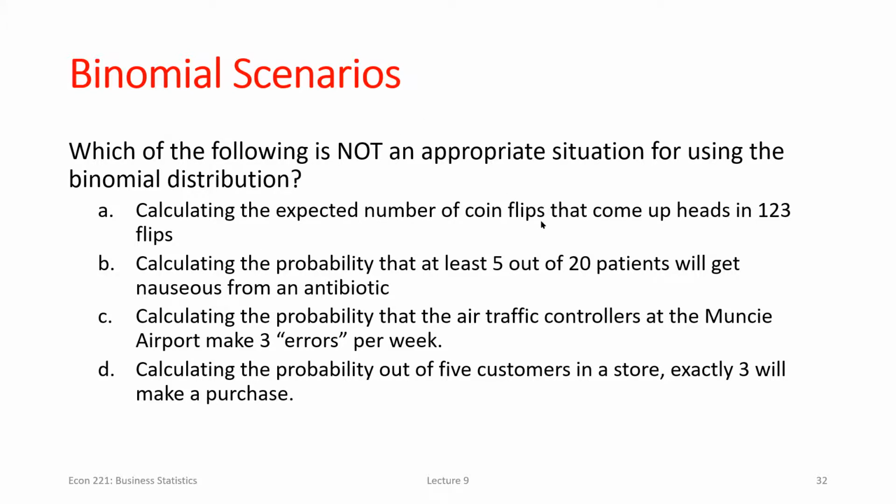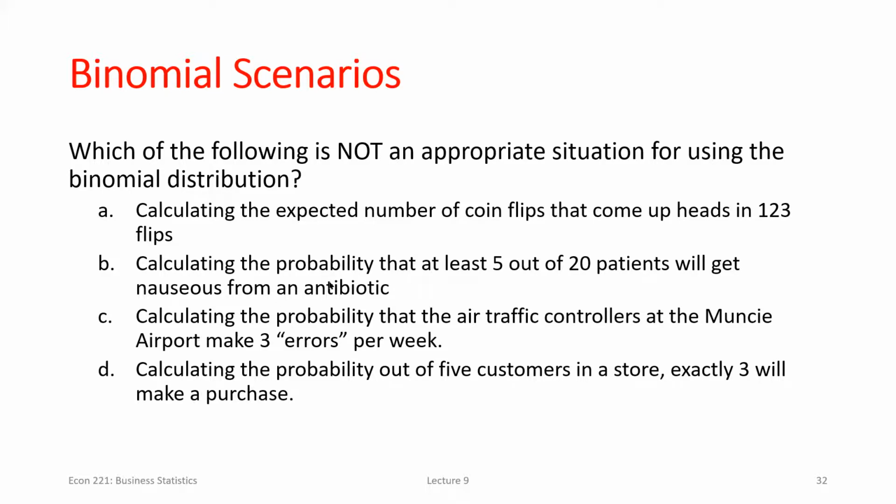Well, let's think about it, right? If I flip a coin, the probability it comes up heads is 0.5, so for any one coin flip, the probability is the same. Each coin flip is independent from each other. I've got 123 coin flips, and I just want to find what that mean is. Well, n is 123, probability of success is 0.5. This is a perfect scenario to use that binomial distribution. Okay? What about calculating the probability that at least 5 out of 20 patients will get sick or nauseous from an antibiotic?